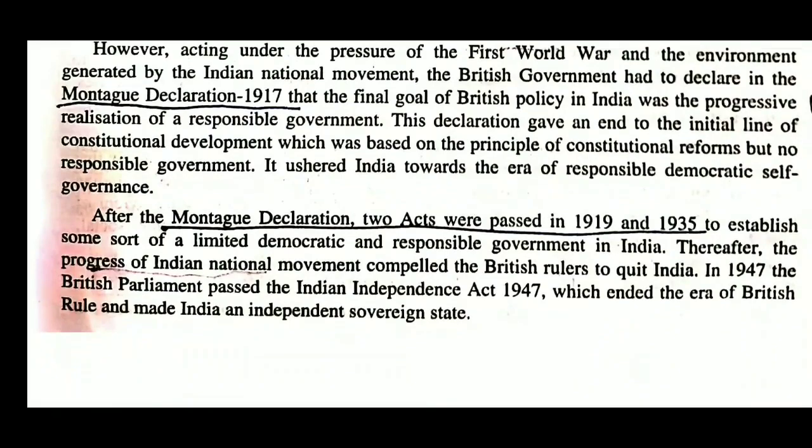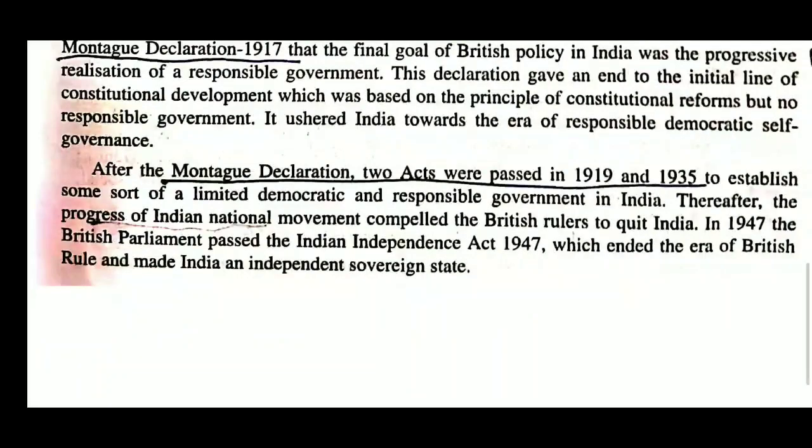After the Montagu Declaration, two acts were passed, in 1919 and 1935, to establish some sort of a limited democratic and responsible government in India. Thereafter, the progress of the Indian national movement compelled the British rulers to quit India. In 1947, the British Parliament passed the Indian Independence Act, 1947, which ended the era of British rule and made India an independent sovereign state.